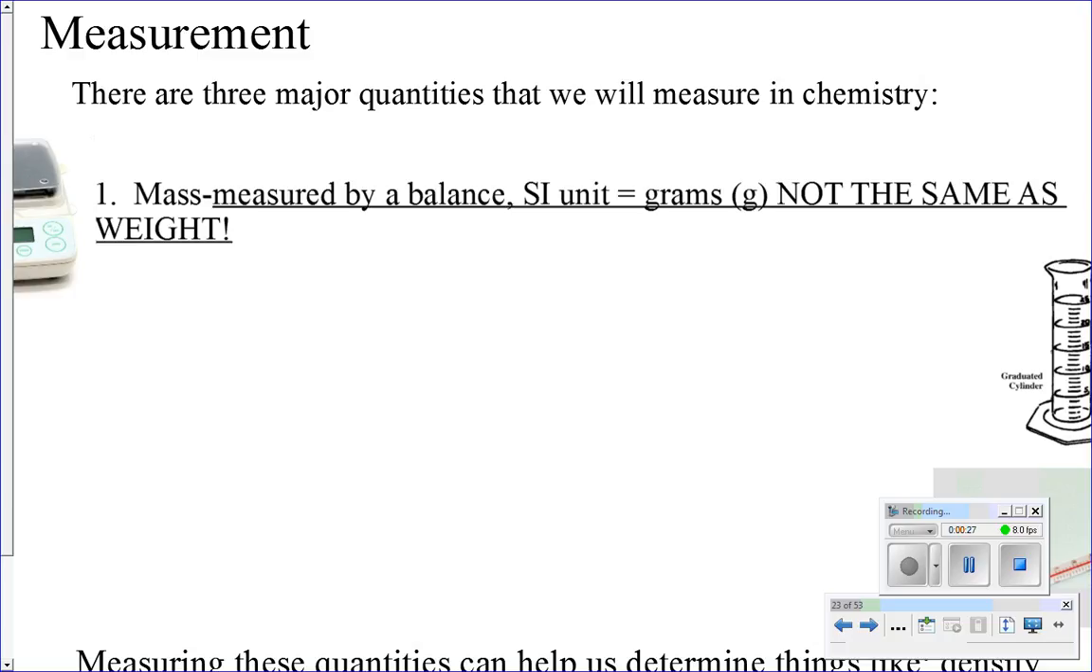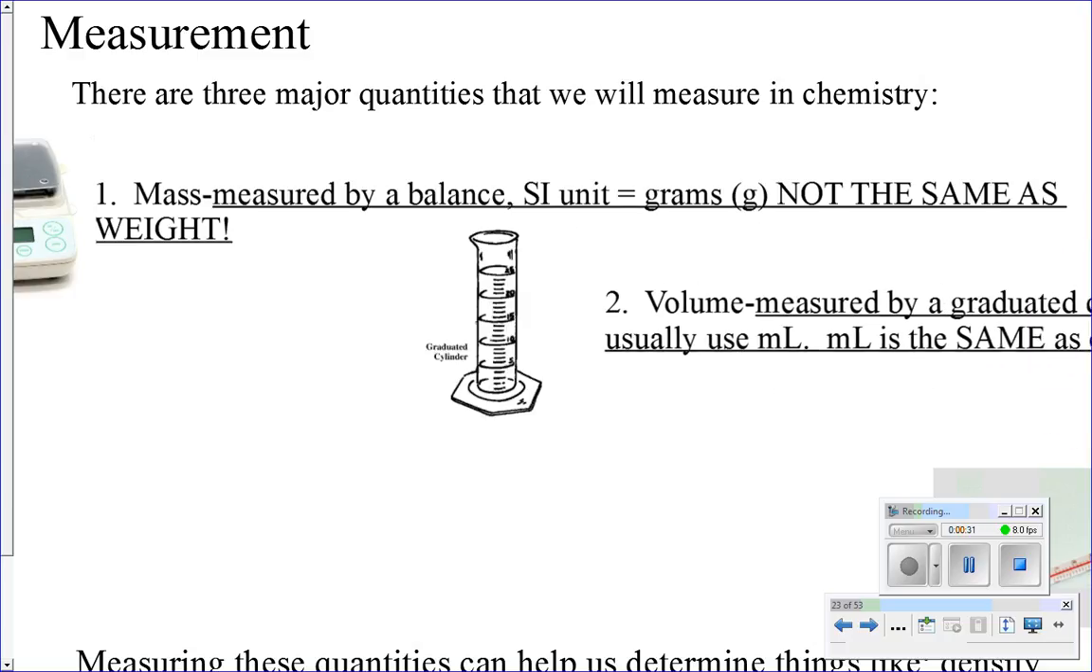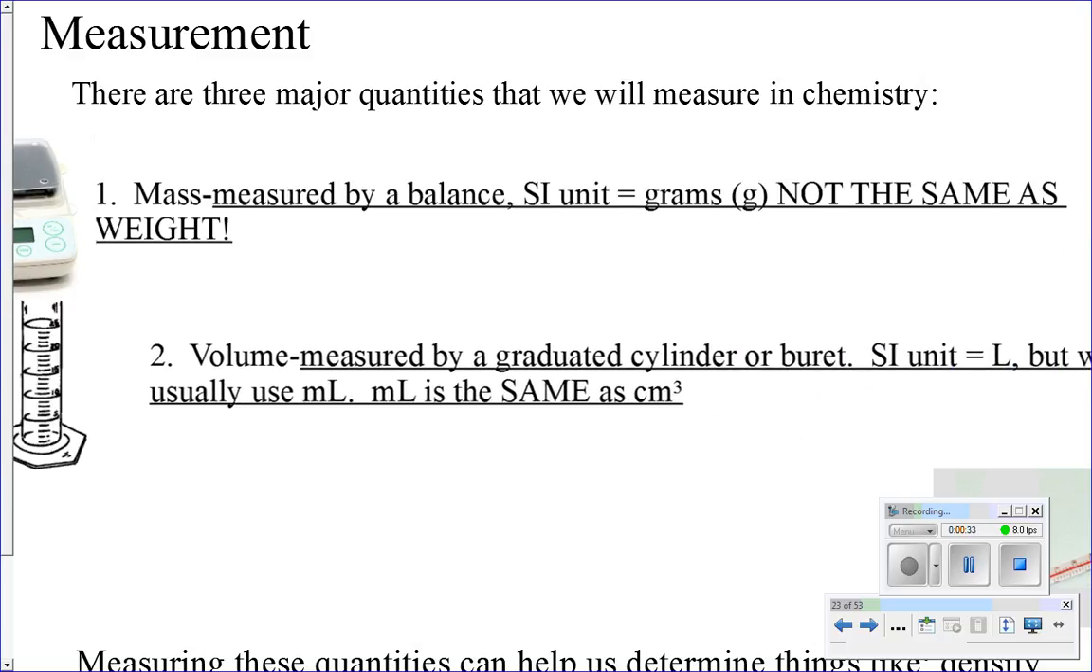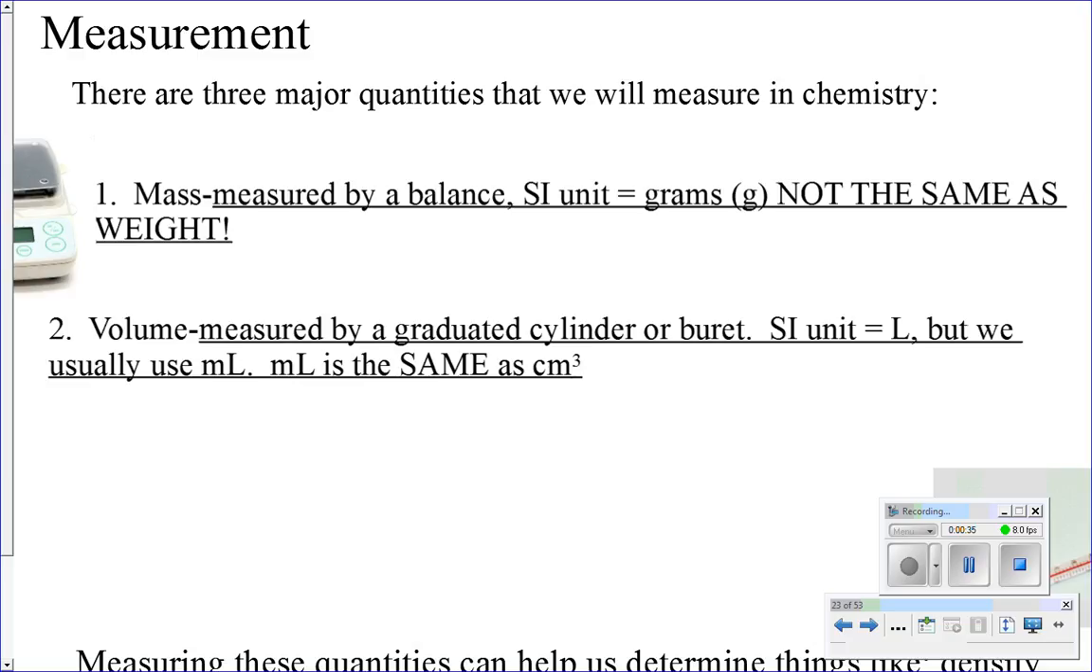Please keep in mind that mass is not the same as weight, so it's nice to begin to think about those as two different ideas. Weight, remember, includes the force of gravity, whereas mass is a direct measurement of the amount of matter that you have. We're also going to be measuring volume quite frequently.